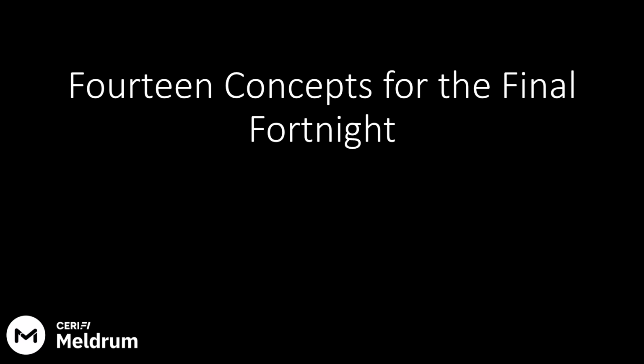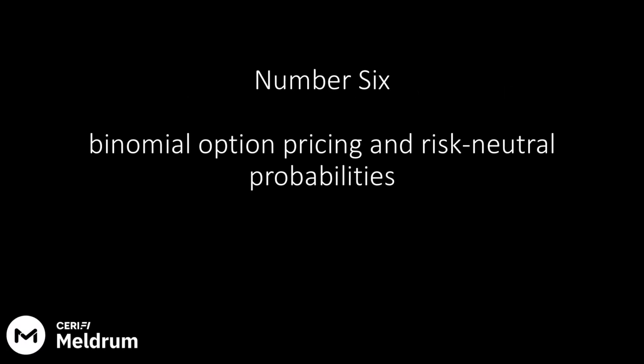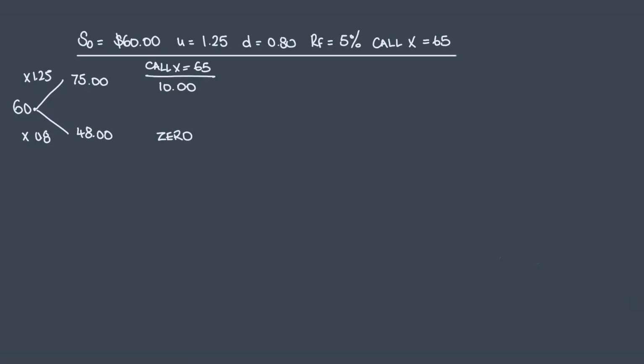Concept number 6 of the 14 we're going to look at in the 2-week run-up to the May CFA Level 1 window, and it is the risk-neutral probability in the binomial option pricing model. Very simple model, and if you just walk through it, a pretty simple concept. So let's look at it. As always, we're going to try and understand what it's doing.